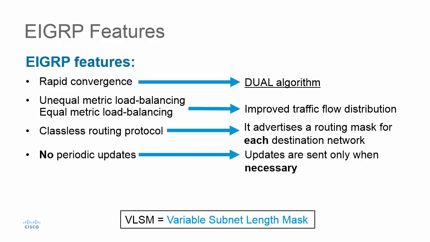EIGRP sends these incremental updates when the state of a destination changes, instead of sending the entire contents of the routing table. Updates are sent only to those routers that the changes affect. By sending only the routing information that is needed and only to those routers that need it, EIGRP minimizes the bandwidth that is required to send EIGRP updates.